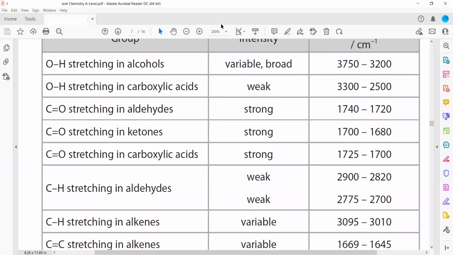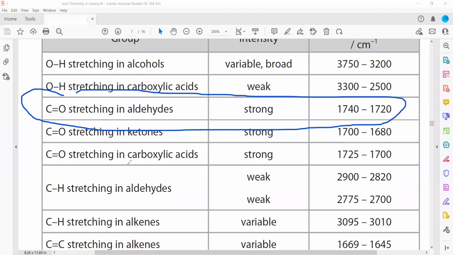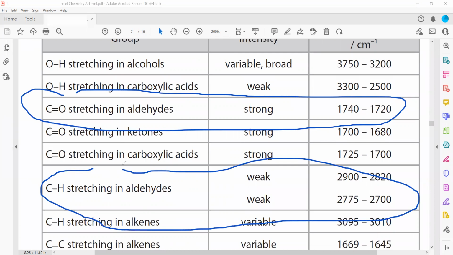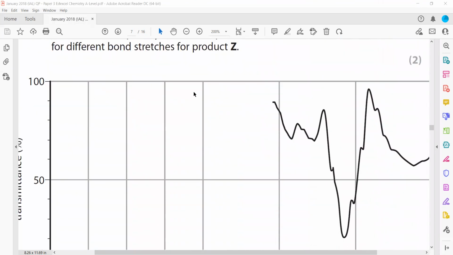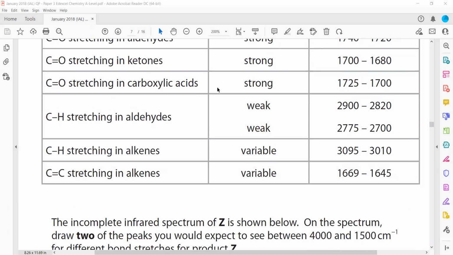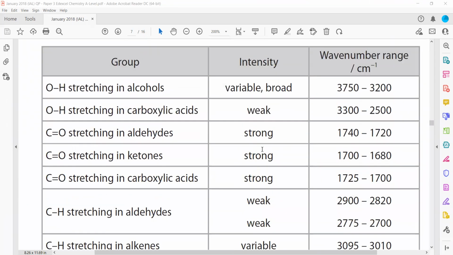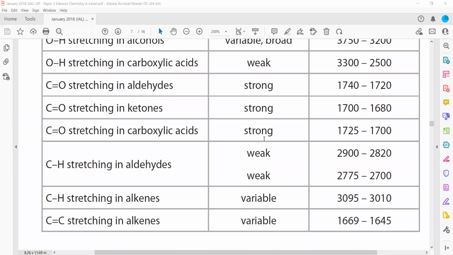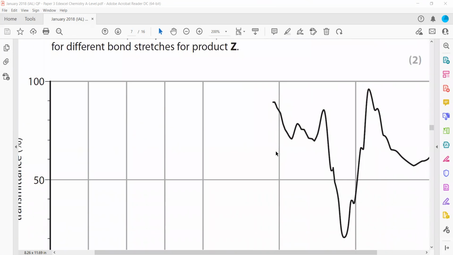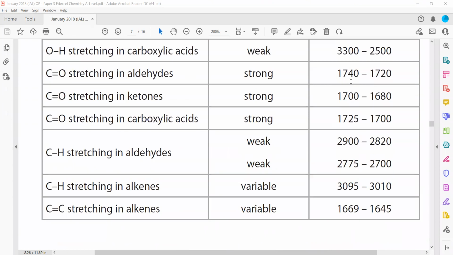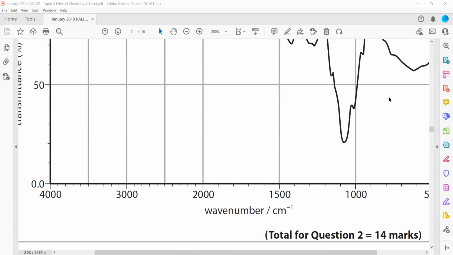So if it's an aldehyde, we will have a peak at what region? 1740 to 1720, there should be one peak. And for CH, 2900 to 2800, there's another peak. Strong intensity means it should be down. Weak intensity means it should be up. So one peak we have to draw from 1740 to 1720.